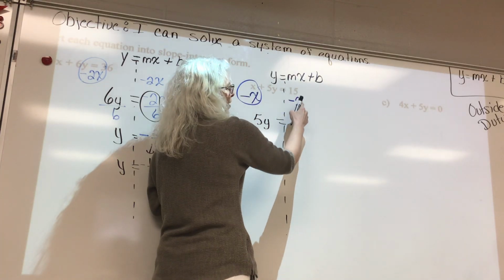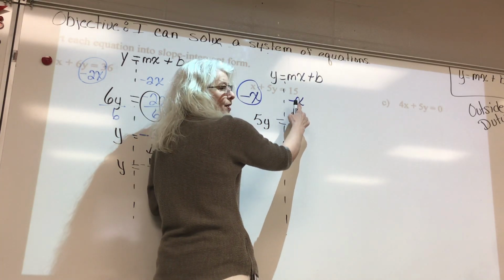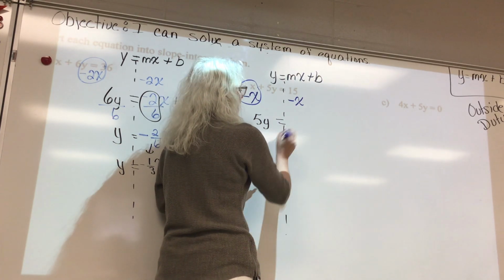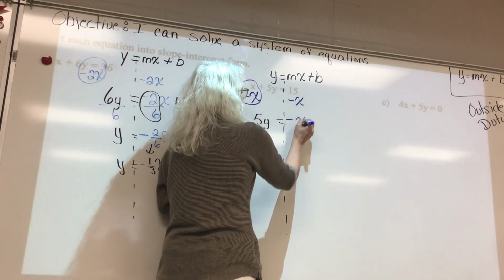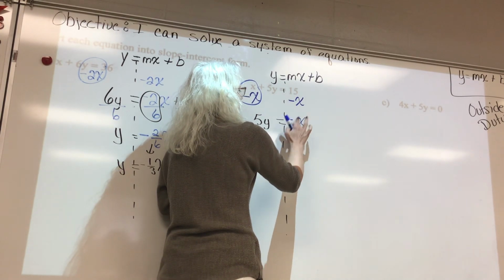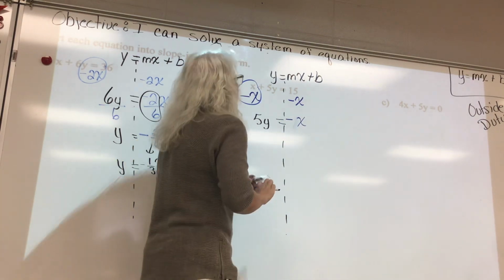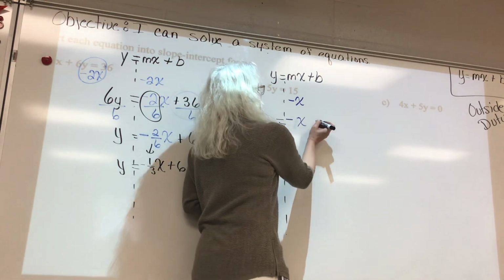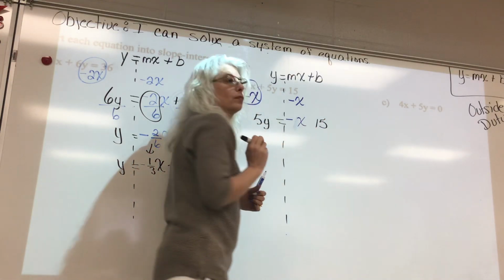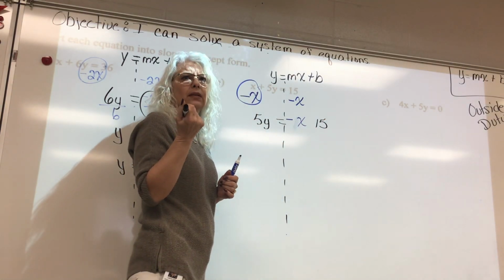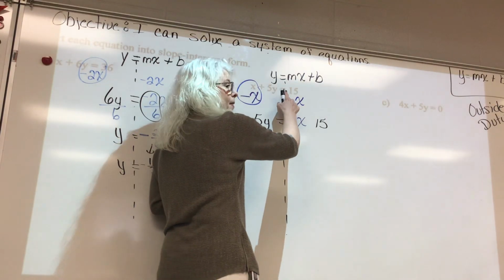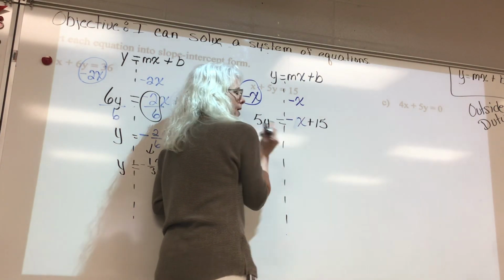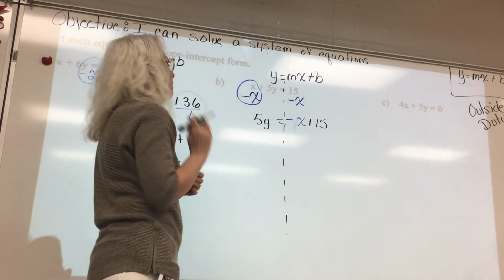These are not like terms because this one doesn't have a variable and this one does, so I'm going to write them side by side. What am I going to write in front of my 15? Positive. Come on, guys, I heard one person. Positive, because this is a positive, so I'm going to put a plus sign there for that positive 15.